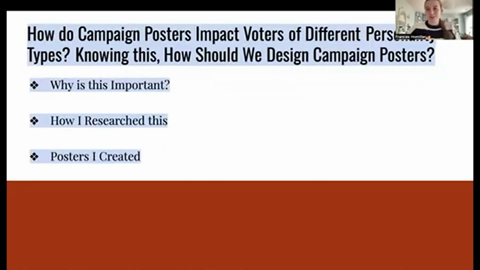To break this down a little bit, I researched the Big Five personality model, which highlighted 5 personality traits, and I researched how each of those personality traits respond to color psychology, how their voting behavior differs, and how campaign posters can either attract them or repel them using color and text and visual elements like images and photographs.